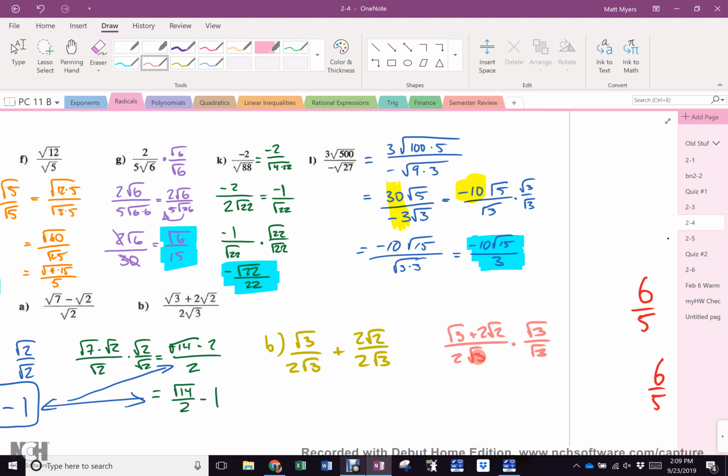Has everybody attempted B? You have? Has everybody attempted B? Okay, work on it. I'm going to work through both of these. You can compare it to yours.